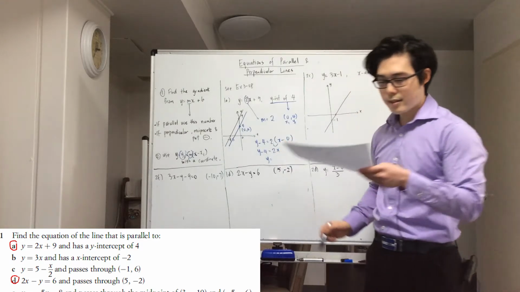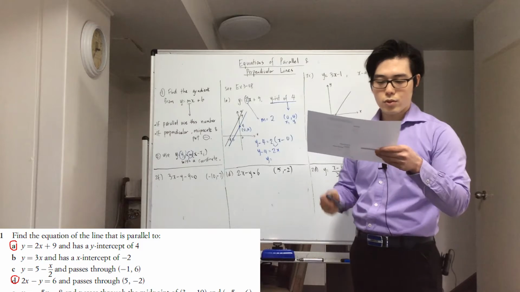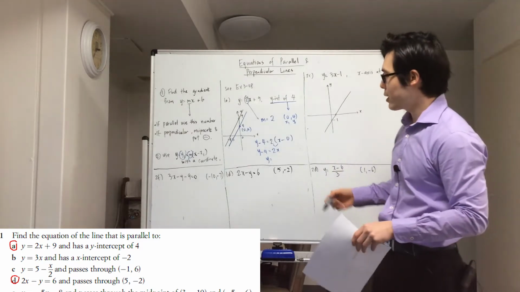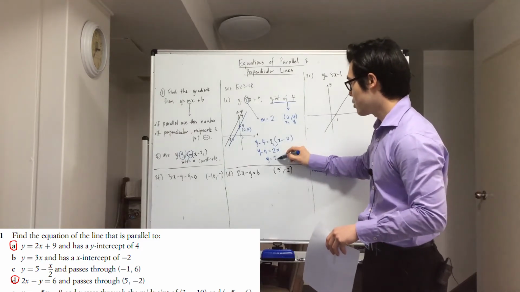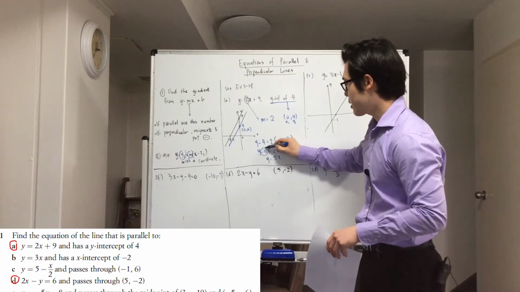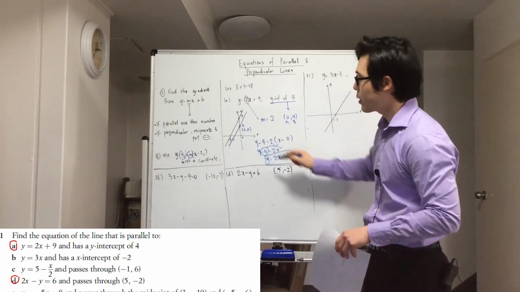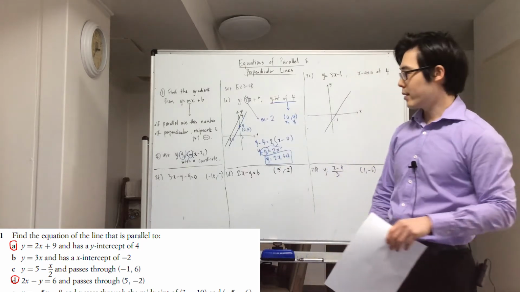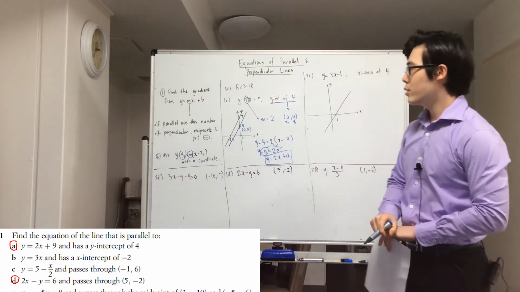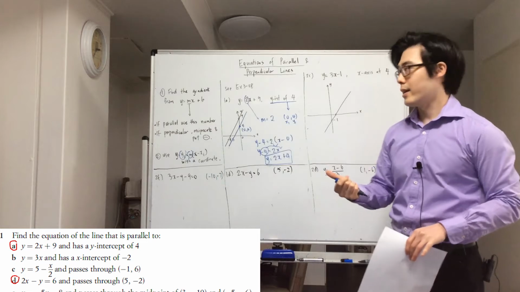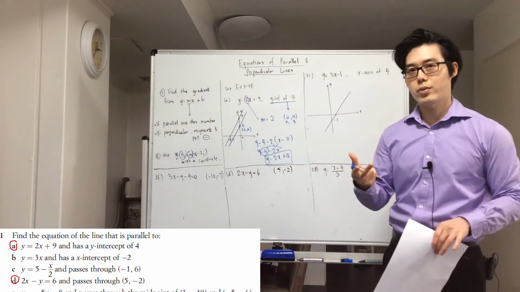Okay, and it doesn't say to leave it in any specific form, so I'm going to leave it in gradient intercept form. So I'm going to make y the subject, bring that to the other side. So that's your answer. Okay, so this is the equation of the blue line. All right, so that's what you need to do. You need to find the gradient and then find the point and then use point gradient formula.